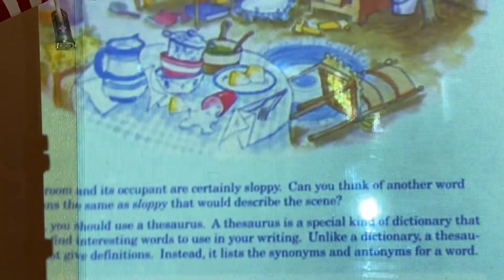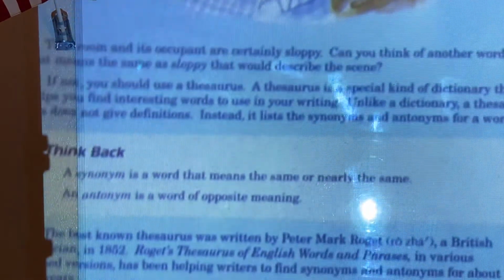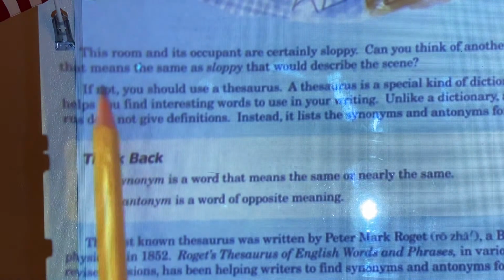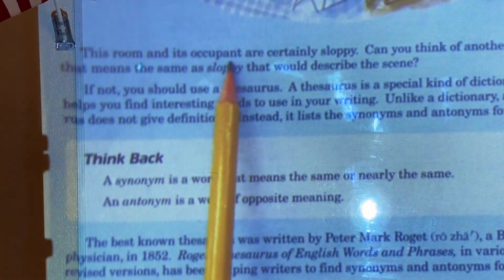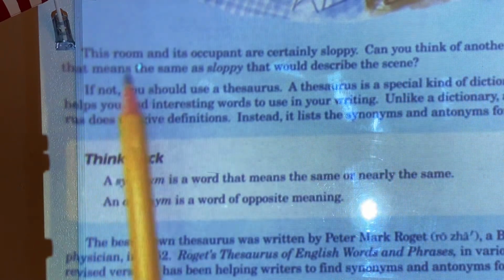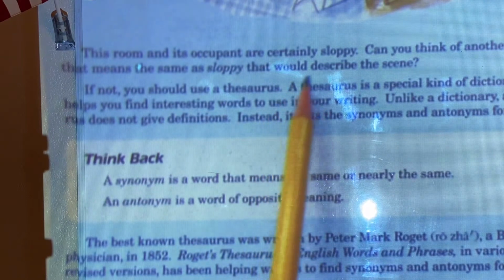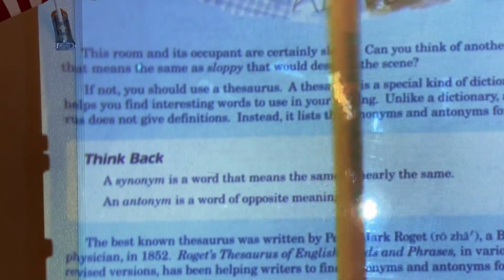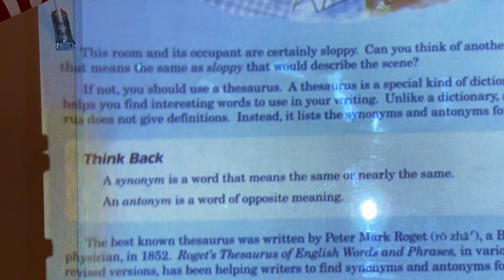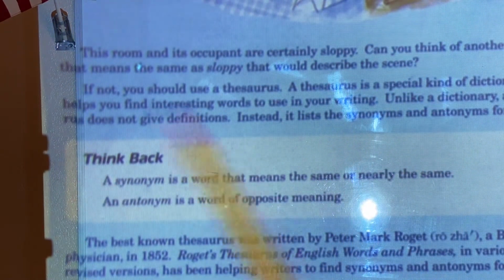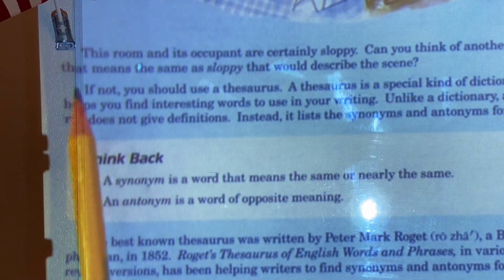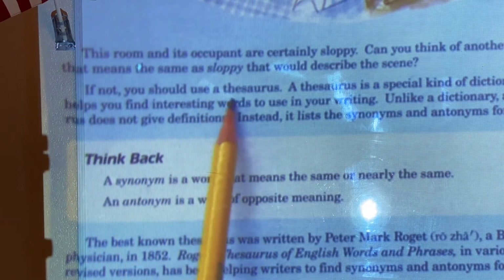This is page 263, and we're gonna read this together. So it says here, this room and its occupant are certainly sloppy. Can you think of another word that means the same as sloppy that would describe the scene? So we have this picture and it's a pretty messy room. So they want you to look for another word that means the same as sloppy, but it's not that word. If not, you should use a thesaurus.